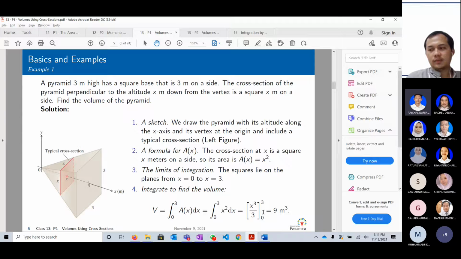Any question? Sir. Ya. Supaya jadi 9 meter persegi itu berarti kan dari x per 3-nya itu kita masukkan jadi 3 dikurangi, masukkan 3. Oh. Ya. Nah, oke.